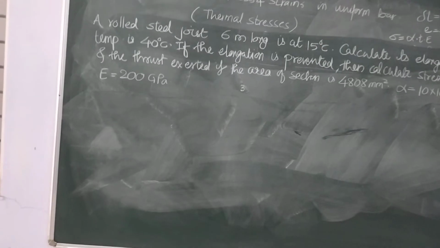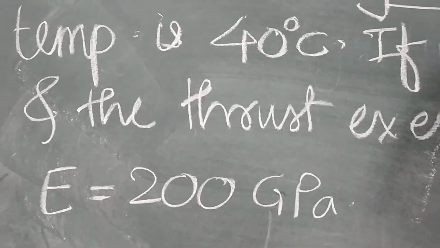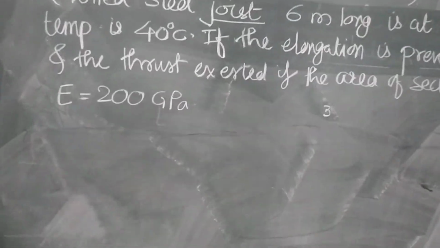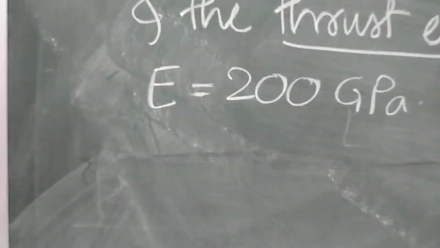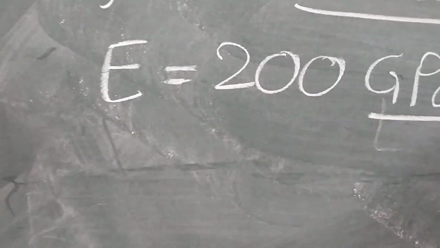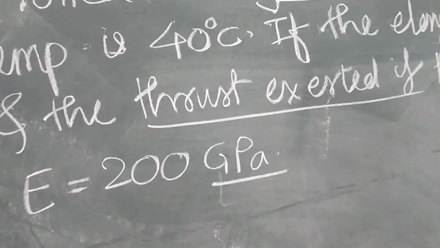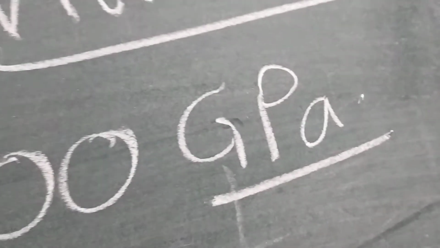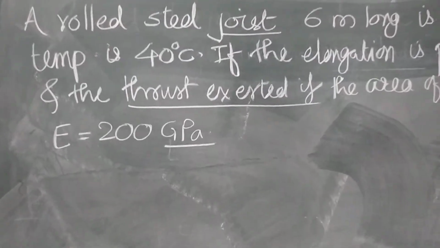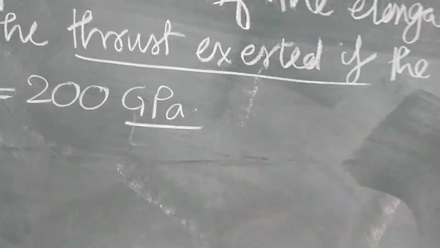Now see why this is a peculiar example. The first unknown word is joist, second unknown word is the thrust exerted, and third unknown word is gigapascal. But friends, don't worry, any board paper is not without such twists. So let us solve first this twist. Joist is nothing but a bar, a rolled steel bar 6 meter long.